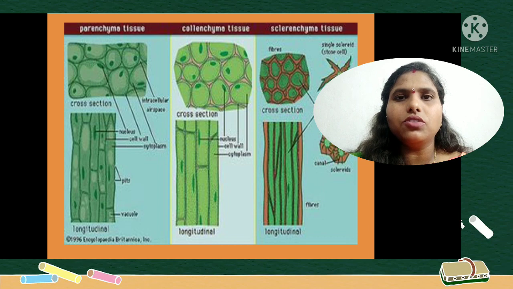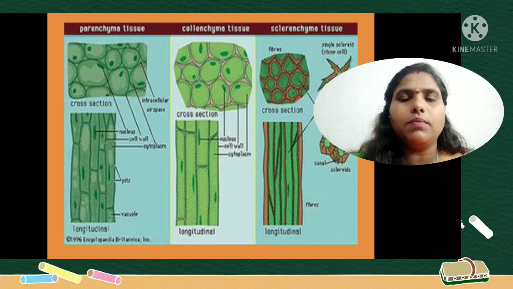TS means transverse sections of those tissues, and LS means longitudinal sections. On the upper side they are giving TS, and on the lower side they gave the diagrammatic representations of LS. We can observe the arrangement of cells, thickness of cells, and intercellular spaces, whether present or absent. All those characters we can easily identify.